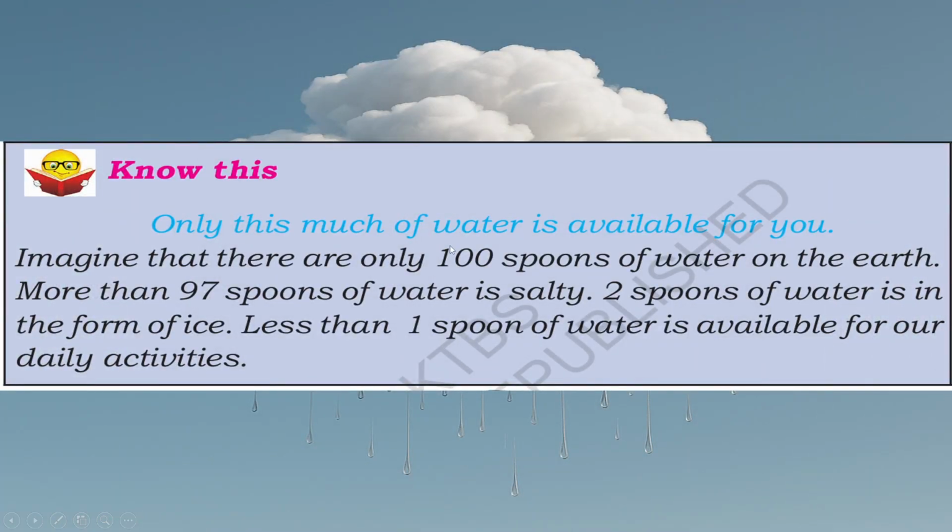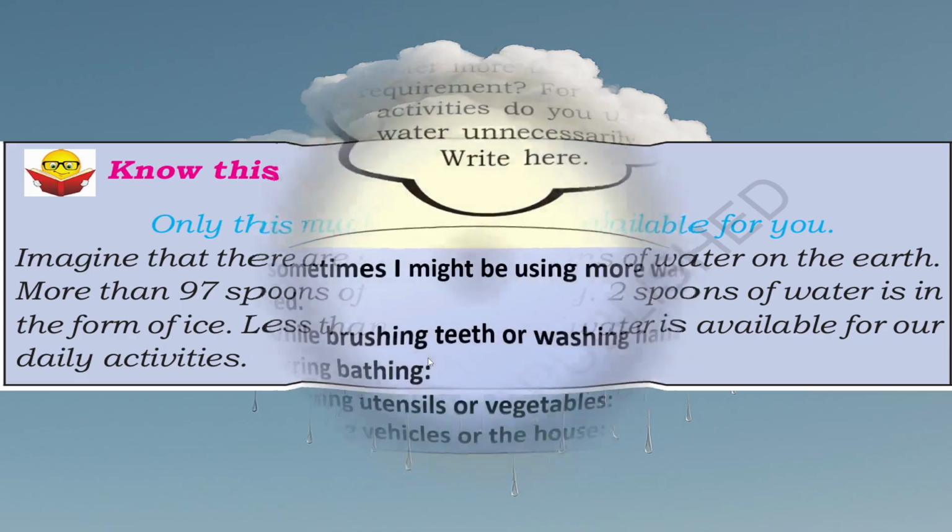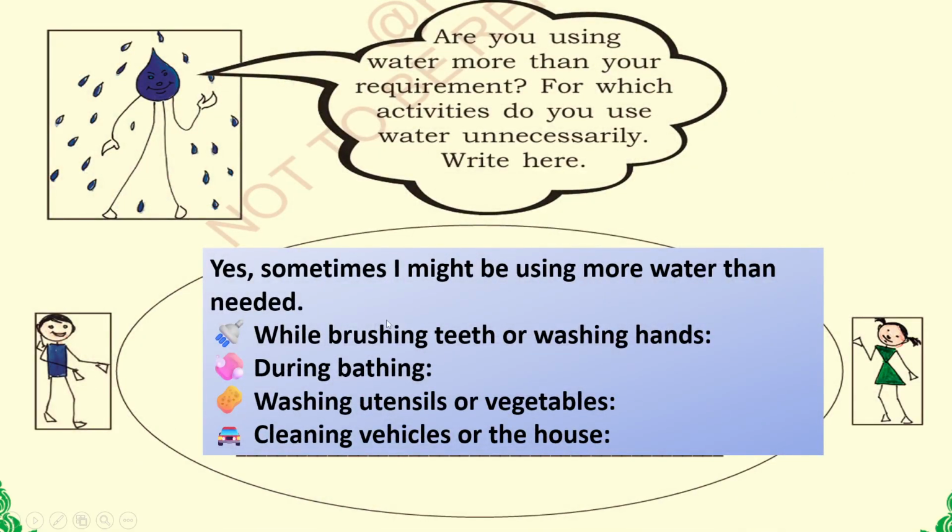Now only this much of water is available for you. Imagine that there are only 100 spoons of water on the earth. More than 97 spoons of water is salty. 2 spoons of water is in the form of ice. Less than 1 spoon of water is available for our daily activities. Are you using water more than your requirement? For which activities do you use water unnecessarily?